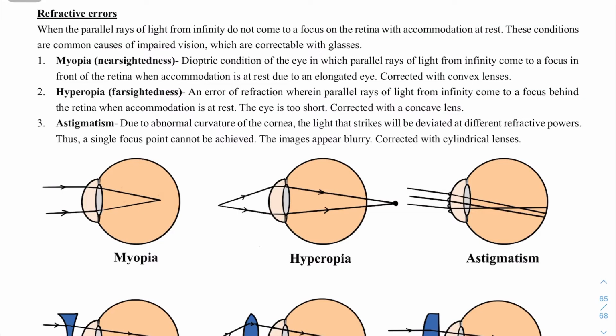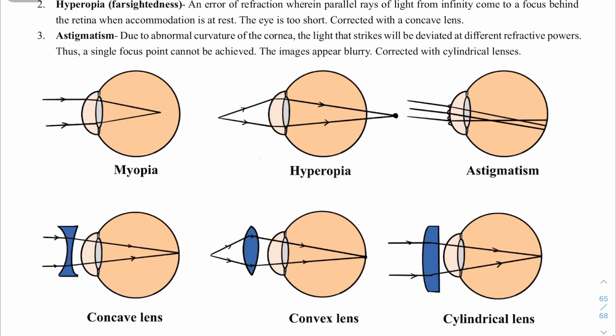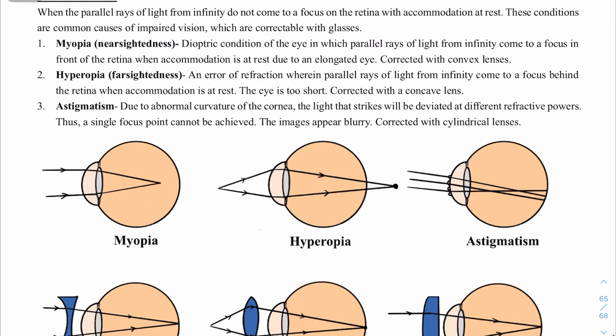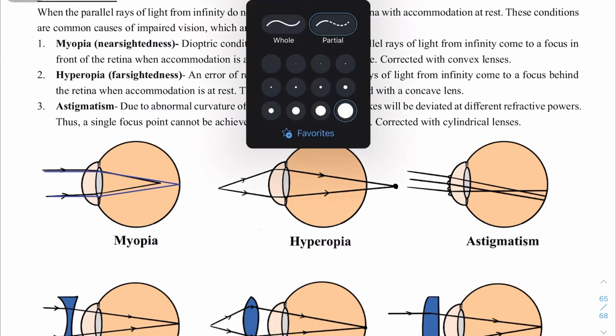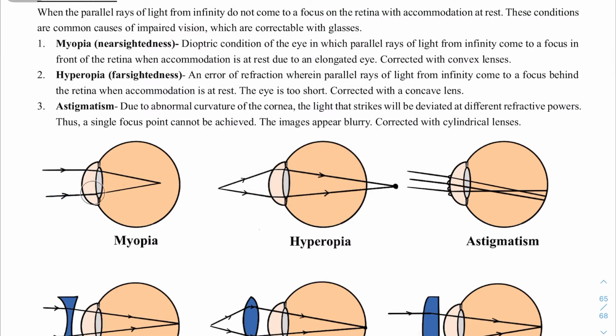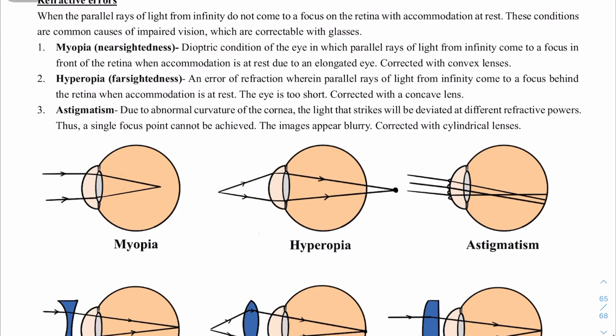Next, let's take a look at different refractive errors of the eye. Now, as we know, in the normal eye, the light must come, get refracted, and finally strike the correct point on the surface of the retina. But in conditions where there is inability of the light to strike the retina, it is called refractive errors.